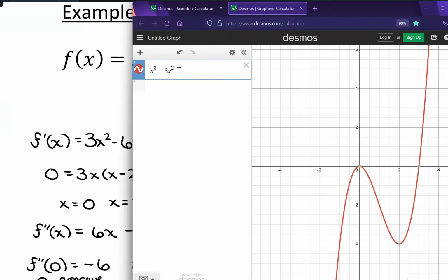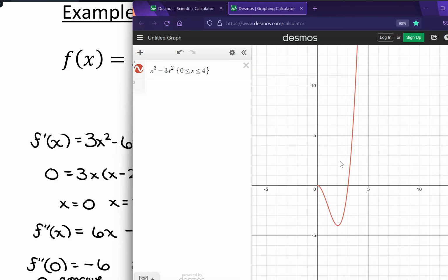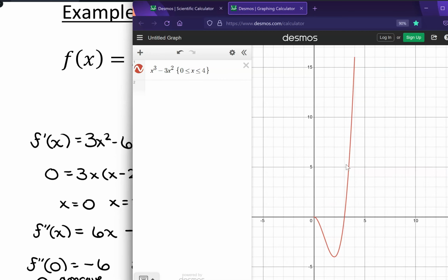If you type in your function like we did there, what you can do is go space and use curly brackets, the squiggly brackets that we use for set notation. Then just put in the inequality. We're going from 0 to 4, so I'm going to do 0 less than or equal to x less than or equal to 4, and then close those brackets. That helps with the visual in terms of you don't have to see the rest of the graph. You can see literally the interval that we're looking at here.